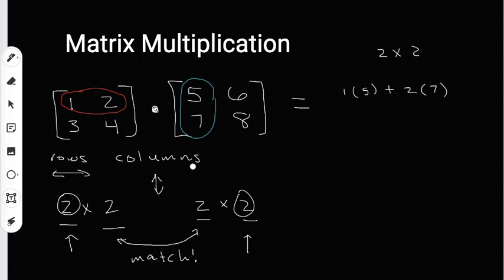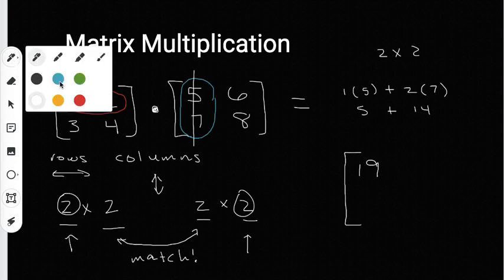And then the next thing I'm going to do is work that out, right? 1 times 5 is 5. 2 times 7 is 14. And when I add those up, I get 19. So that's going to be the first number. Alright, so we're done with the first column right here. I can mark that out.